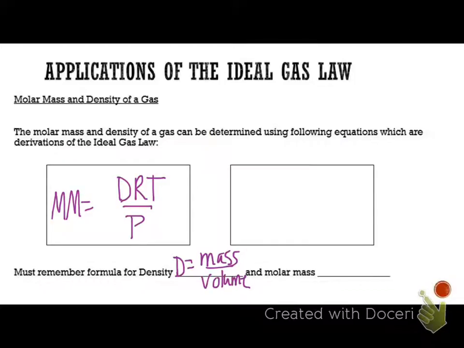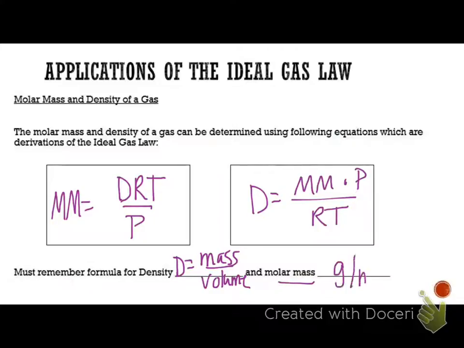And then if I want to solve for density, I can also use the molar mass of a gas times pressure divided by RT. And those are just different ways we plugged in some substitutions in the ideal gas law, and we come up with these two equations. And then we need to recall that molar mass is equal to grams over moles, because sometimes we'll have to calculate that. Okay? So let's do a couple of examples.